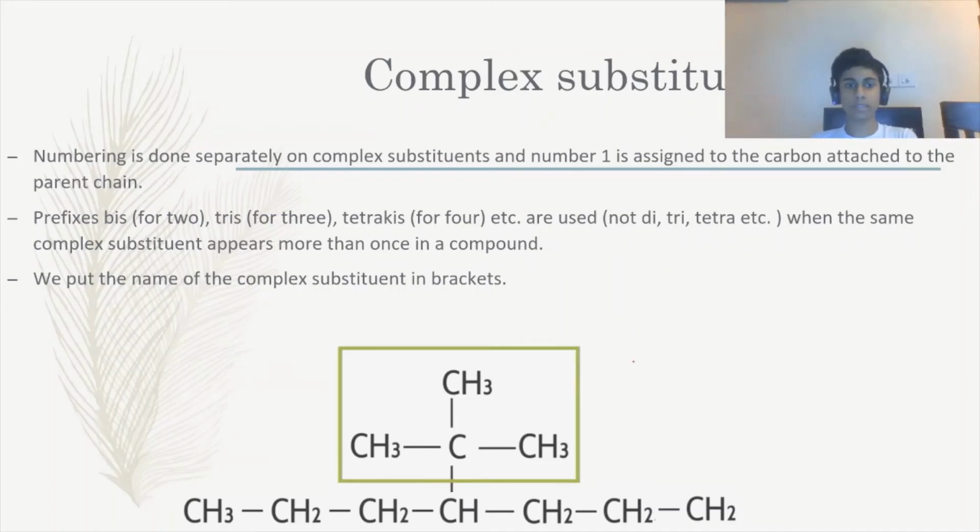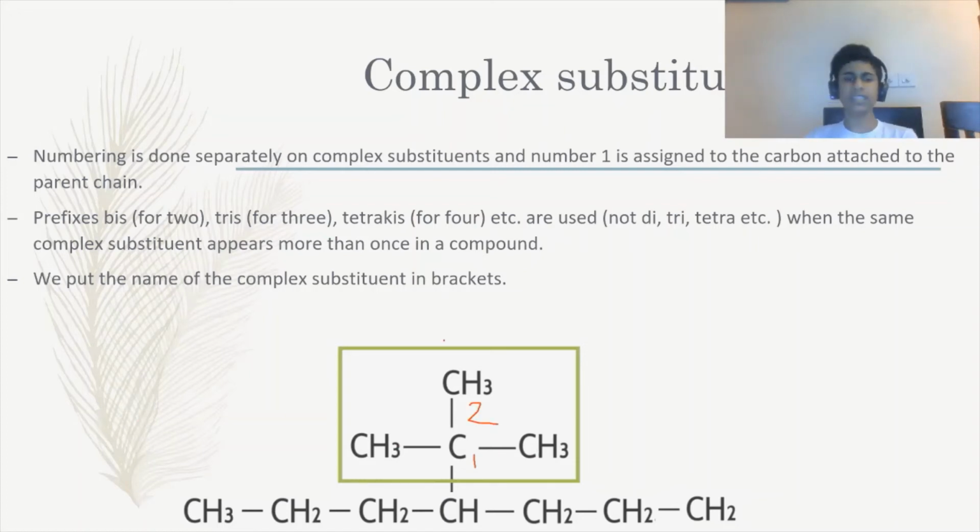Now, complex substituents. In this case, numbering is done separately on complex substituents, and number 1 is assigned to the carbon attached to the parent chain. Let's look at this example here. This is the complex substituent in the box. This is number 1, and any of these can be number 2. Let's say this is number 2.